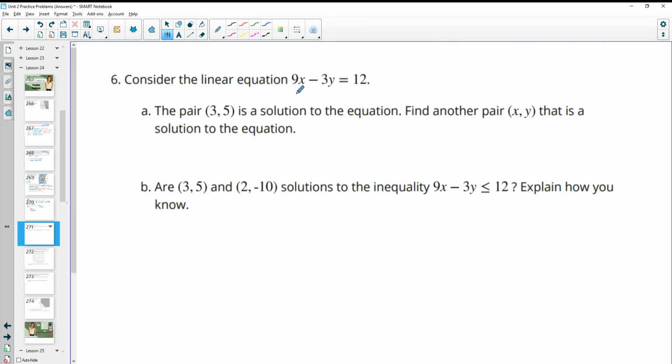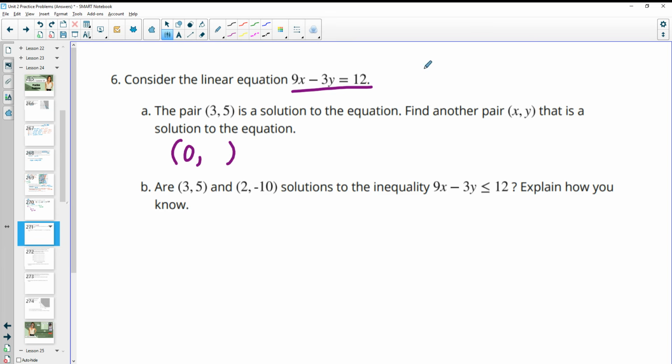Number 6, consider this linear equation. The pair 3, 5 is a solution. Find another pair that's a solution. So I would suggest just picking an X or a Y. And I don't know if you want to plug in 0. That's pretty easy. So plug in 0 for X.